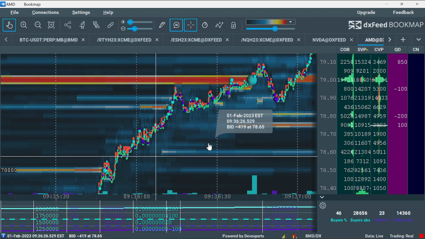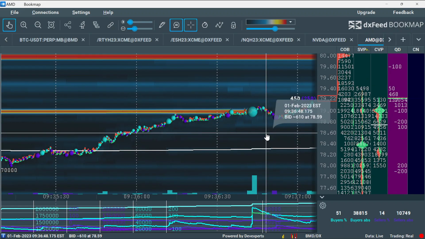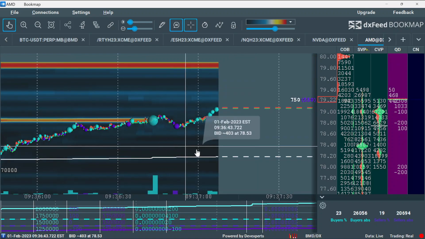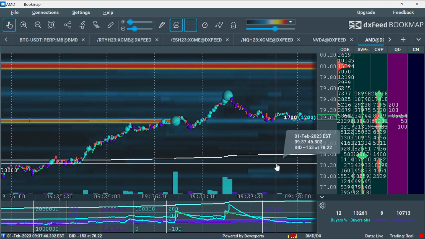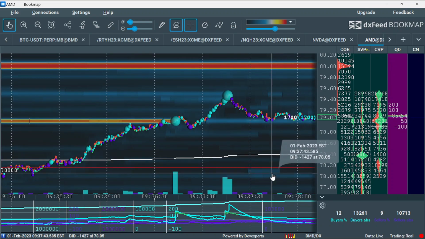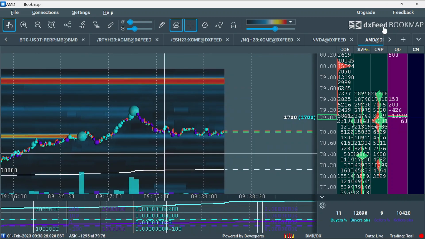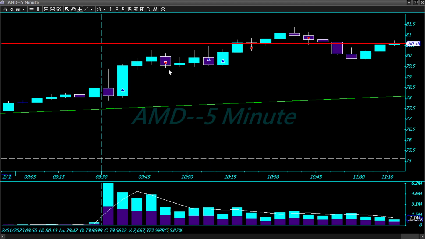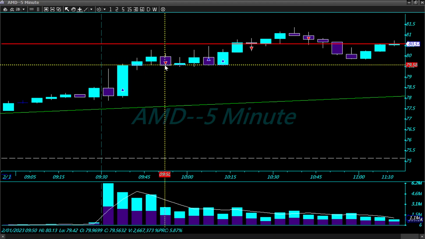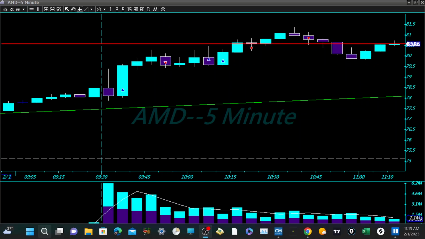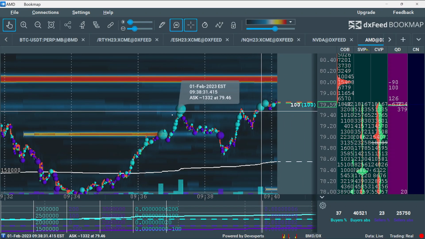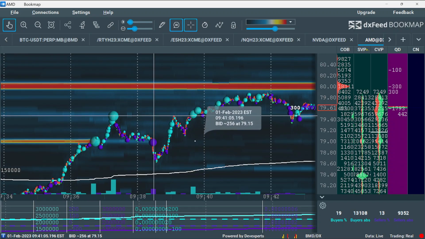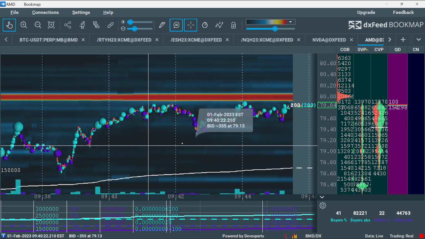Let's see here. It's moving kind of slow, man. 9:35. Let's see. Took my first partial at 79.58. Wait, let's see here. Right, so the first partial was at 9:50, 79.58. So let's see. Let's see what I was looking at to make me take this partial here.